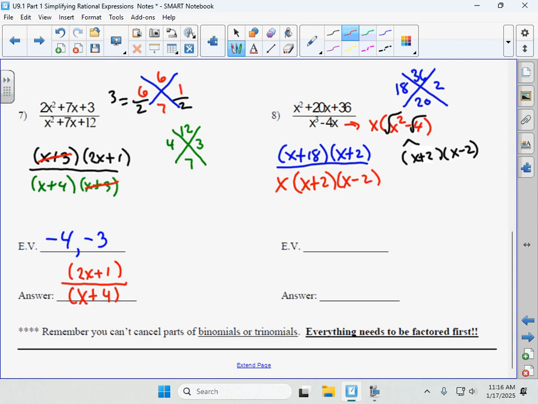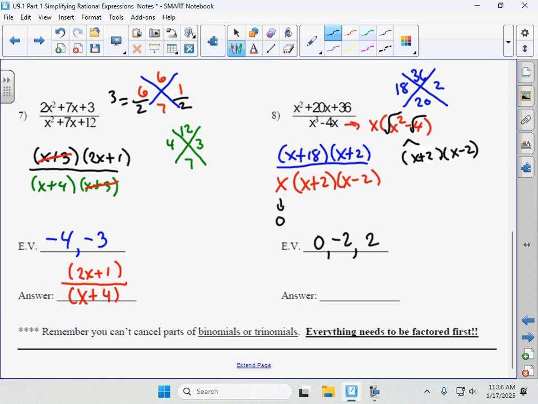All right, let's give the excluded values. All right, so again, look at the bottom, the denominator. So we can set x equal to 0. That's going to get us 0. x plus 2 gives us negative 2 for the excluded value. And then x minus 2 gives us positive 2.